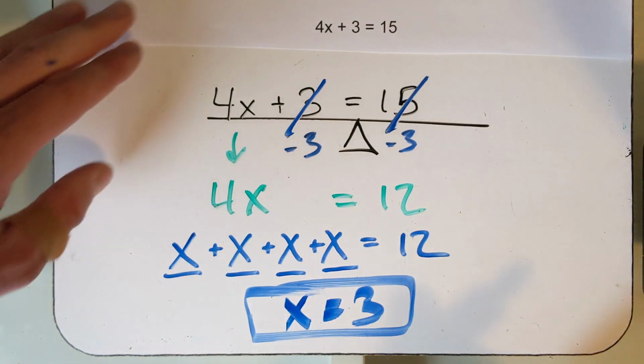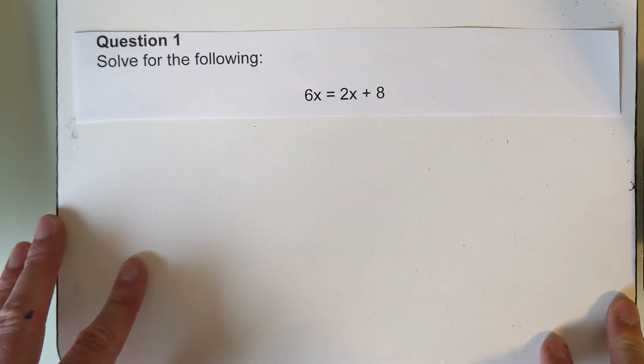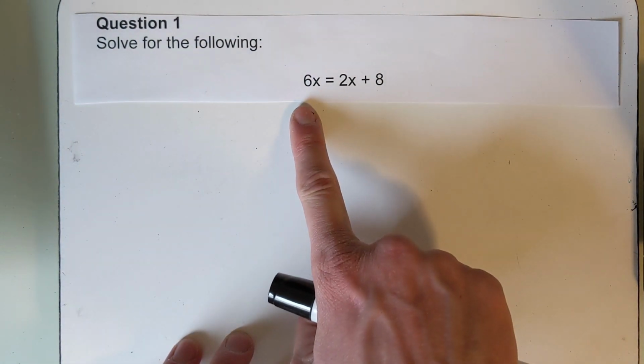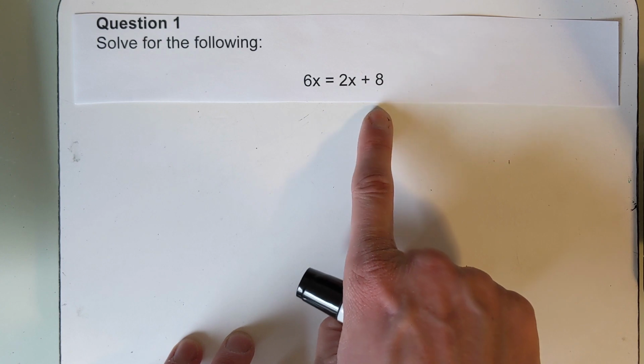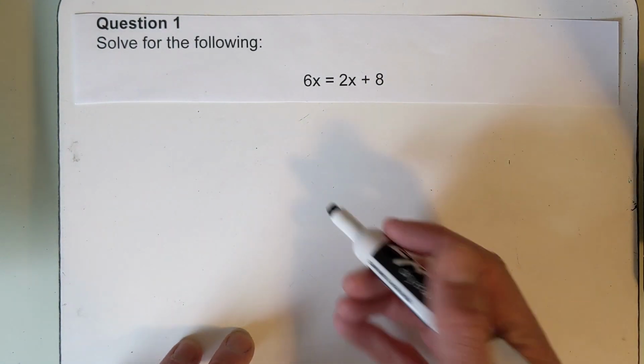Let's go ahead and move on to question number 1. This one we are going to do all together. For question number 2, you're going to start working on your own. So let's look first at question number 1. Question number 1 is just saying 6x is equal to 2x plus 8. Again, I'm going to go ahead and draw that equation out with our scale.